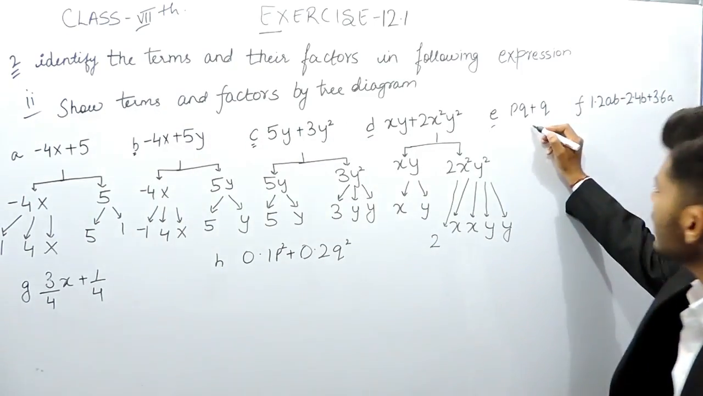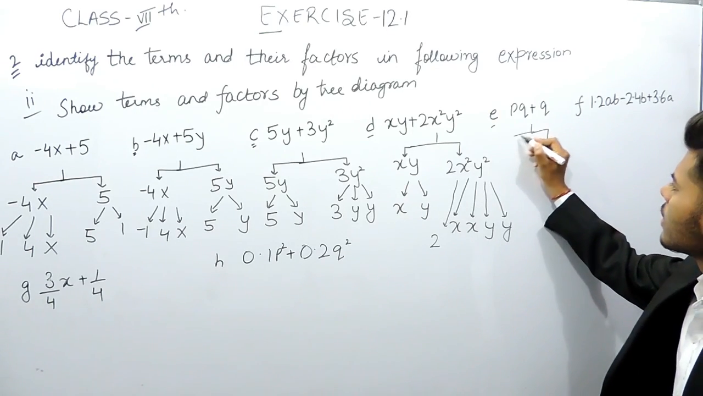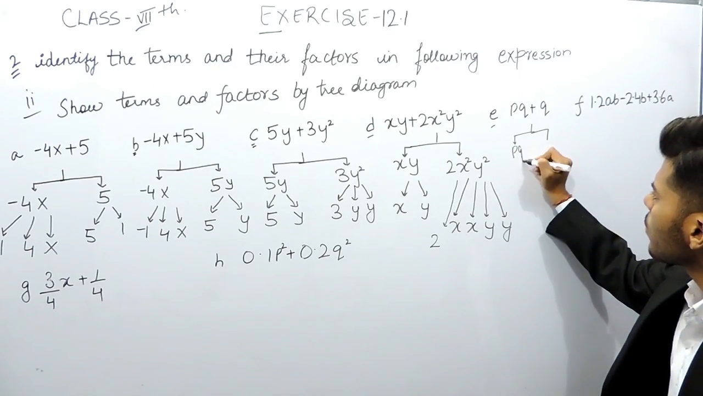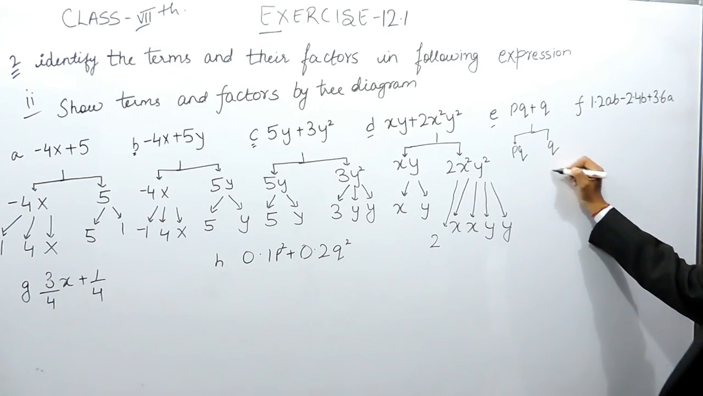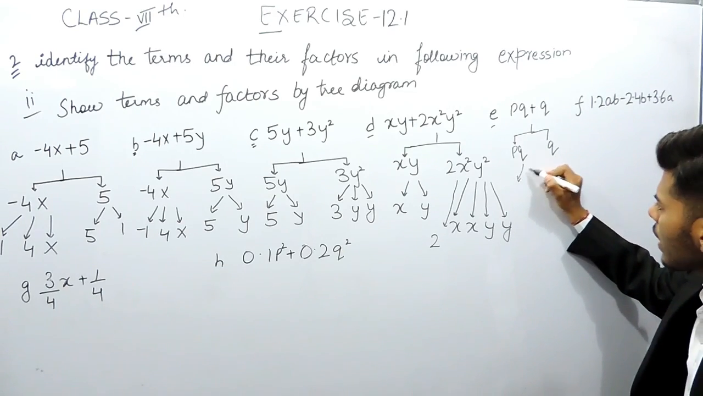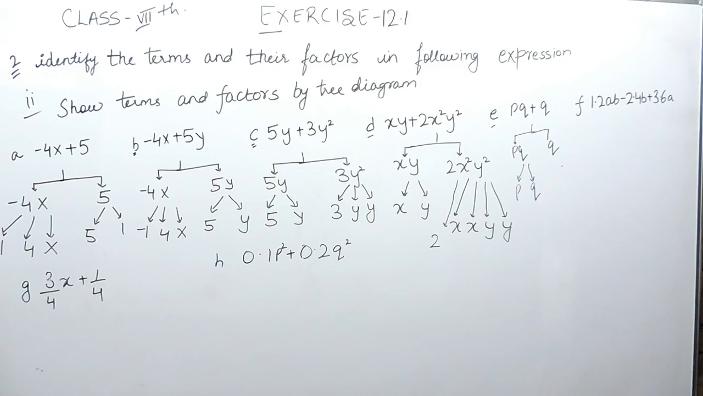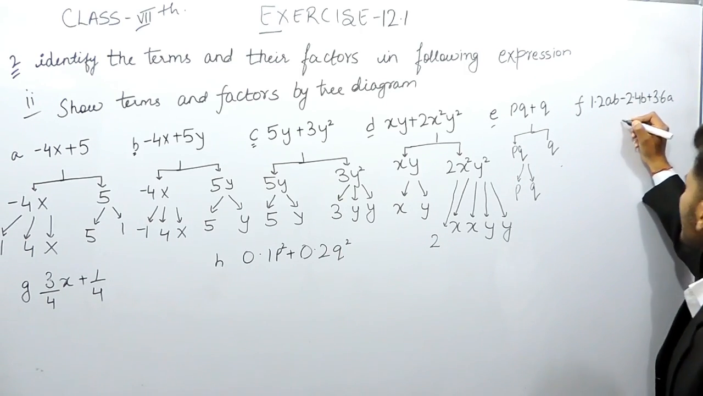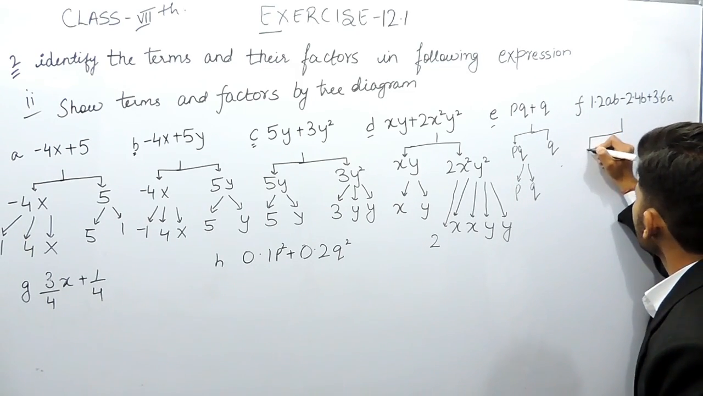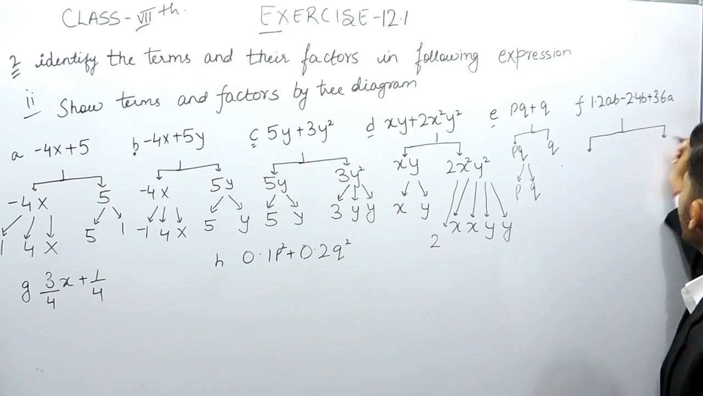Coming on to part E. So this is PQ, one term, and this is Q. We can leave Q as it is, and PQ can be written as P and Q. So P and Q are the factors of PQ. And in this part F, these two will be there.